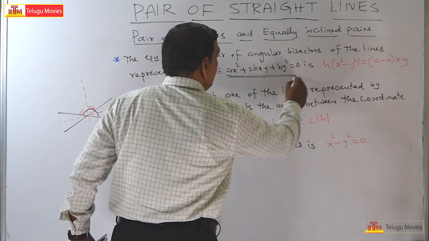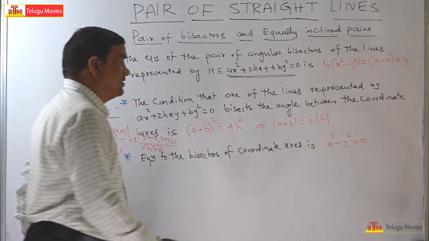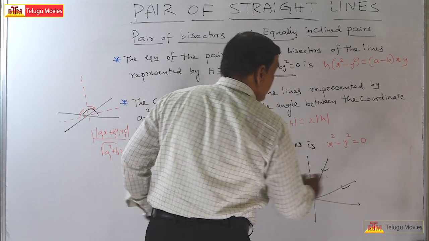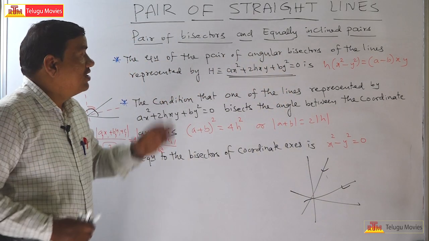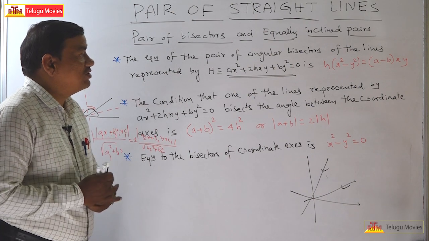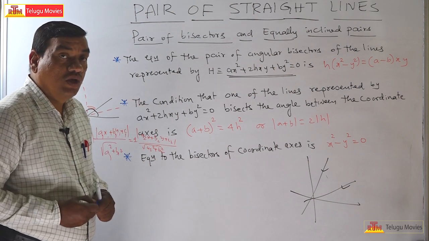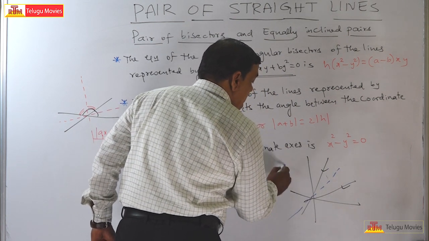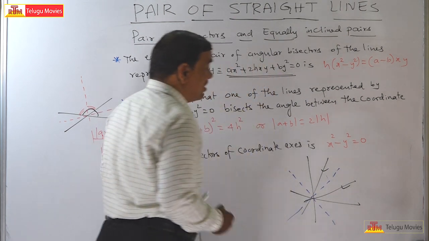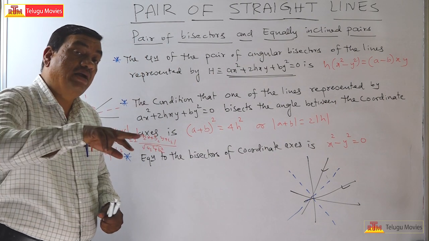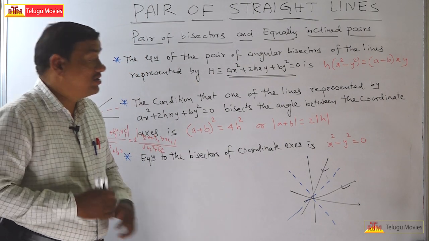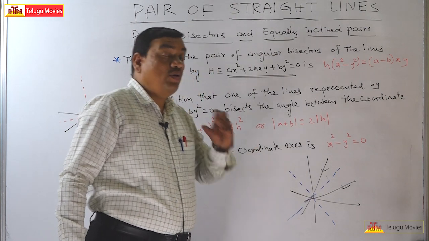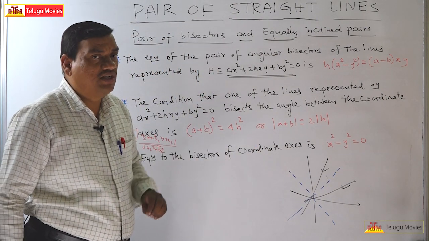So this is the combined equation of these two pair of lines, a pair of lines passing through the origin. What is the combined equation? ax square plus 2hxy plus by square is equal to 0. So angle bisector means, this is one angle bisector and this is another angle bisector. Those two angle bisectors are also a pair of lines passing through the origin, no? These two angle bisectors are also a pair of lines passing through the origin.